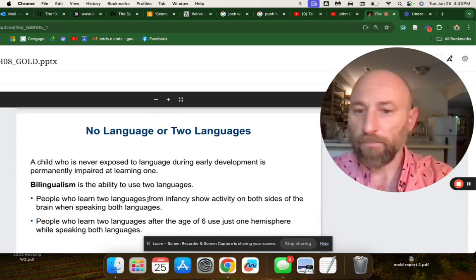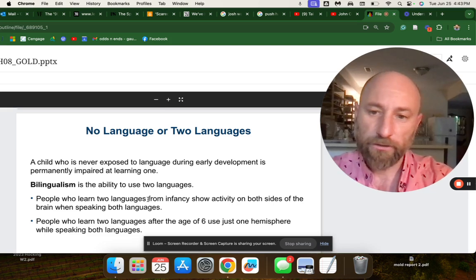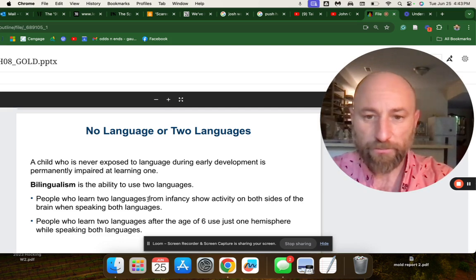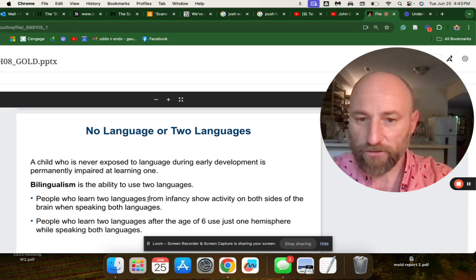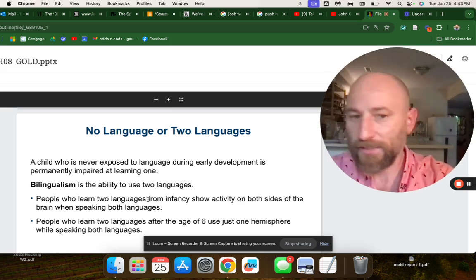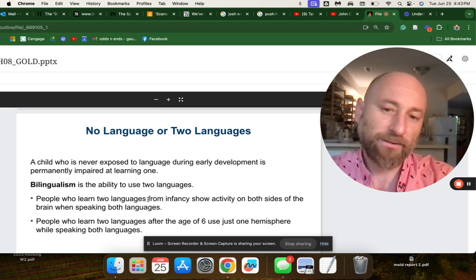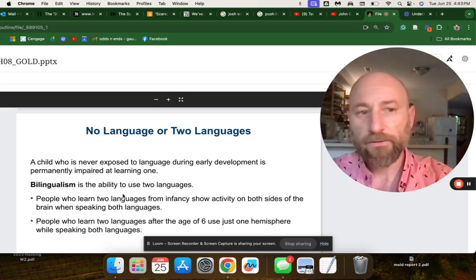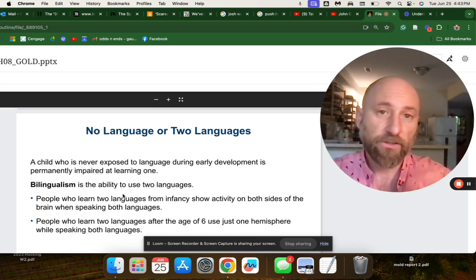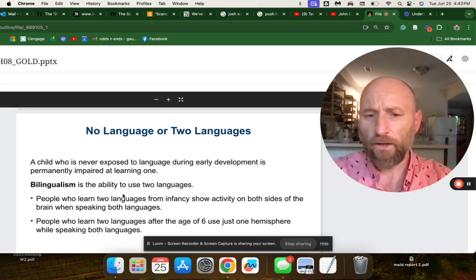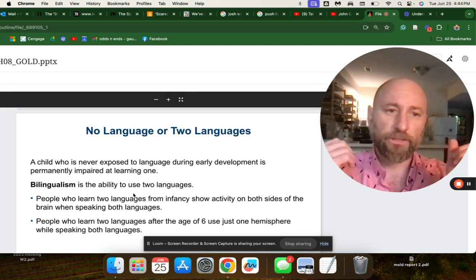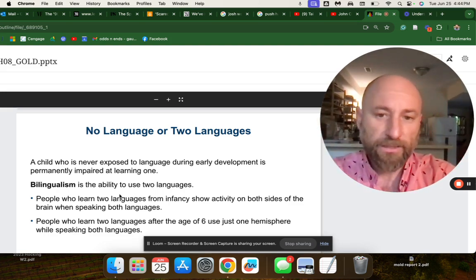We talked about that. Bilingualism is the ability to use 2 languages. People who learn 2 languages from infancy show activity on both sides of the brain when speaking both languages. People who learn 2 languages after the age of 6 just use one hemisphere while speaking both languages. That is pretty interesting. Probably indicates that everyone should learn multiple languages before the age of 6. And there does seem to be some cognitive benefits to knowing multiple languages, although it's unclear whether it's specifically from knowing the multiple languages or some other factor related to being bilingual.